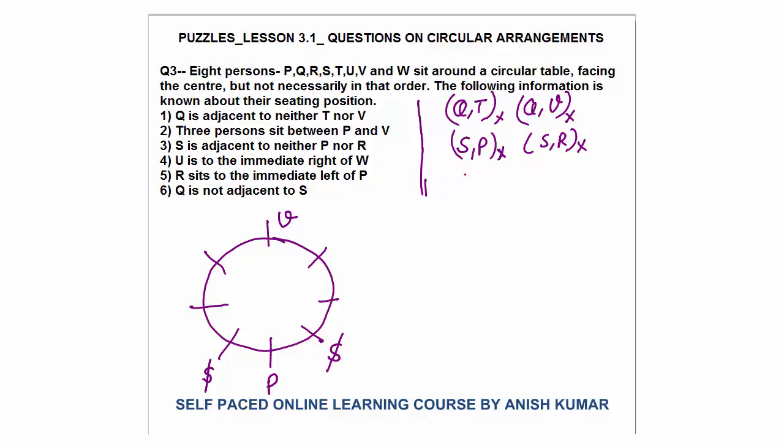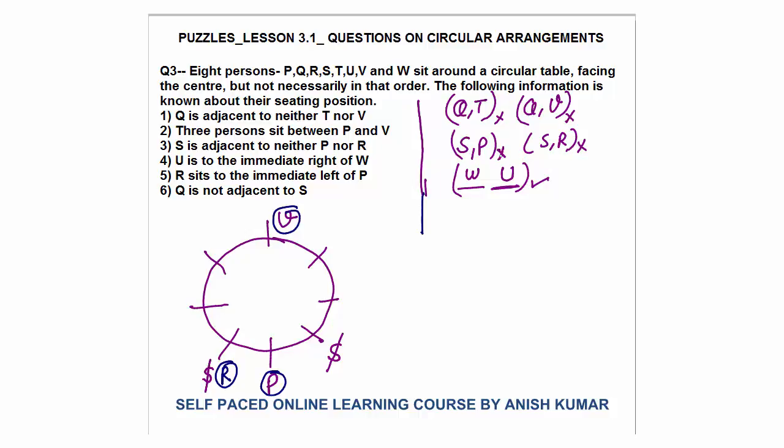Now the fourth statement: U is to the immediate right of W. Now I don't know where U is. I don't know where W is. So I will make a symbolic notation. U is to the immediate right of W. So I will make these 2 seats. R sits to the immediate left of P. Left or immediate left is the same in the circle. So this will be the position of R. I am marking it with a different color. This will be the position of R.